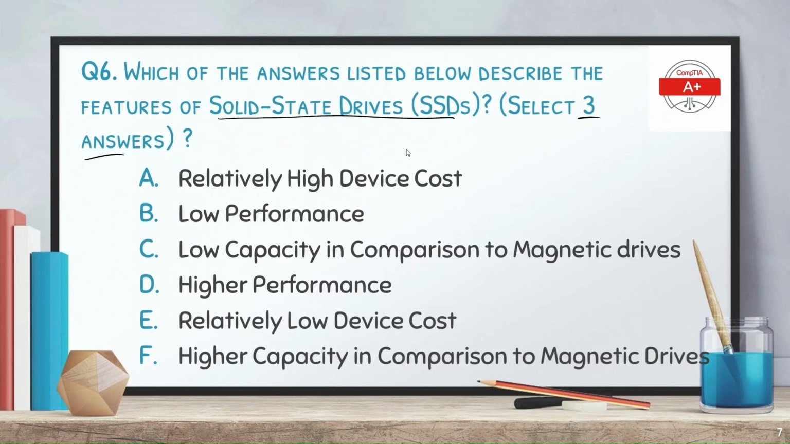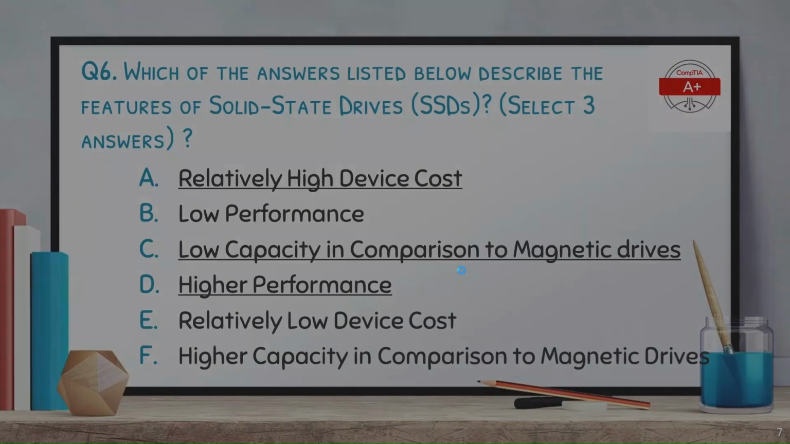And the correct options are: the SSDs are relatively costly, they have high device cost, they have low capacity in comparison to magnetic drives, and they have high performance as compared to the magnetic drives.